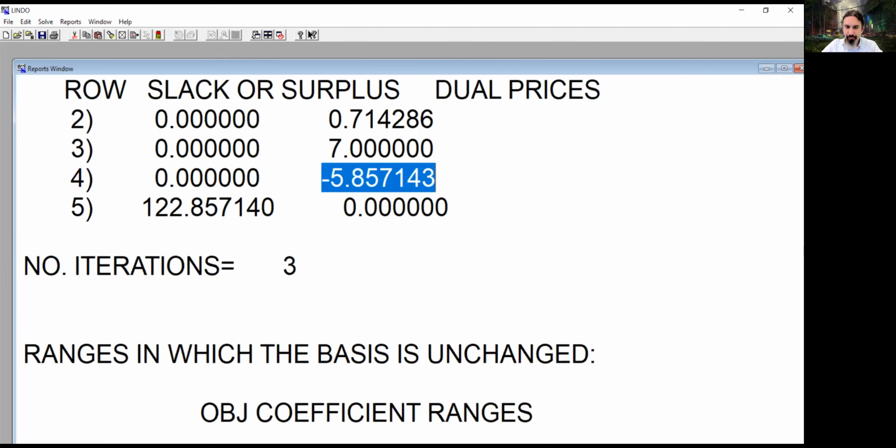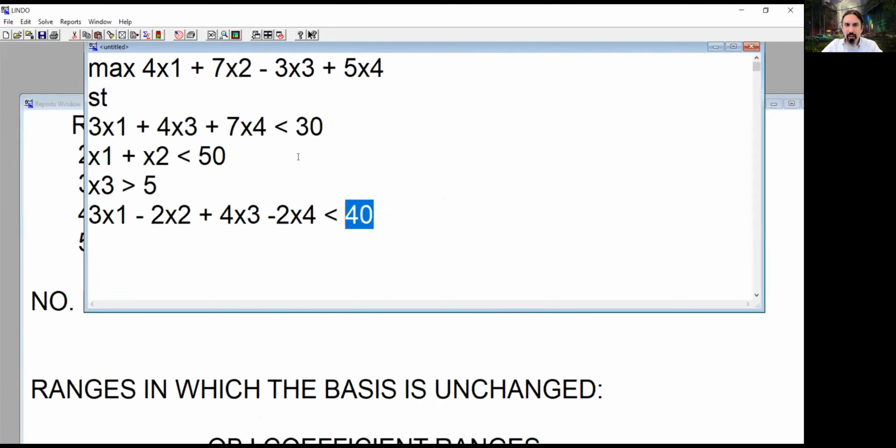Okay, let's check if this is logical. And yes, it is, because this is a greater than sign. If I increase this to 6, I will be constricting, or restraining the model more.